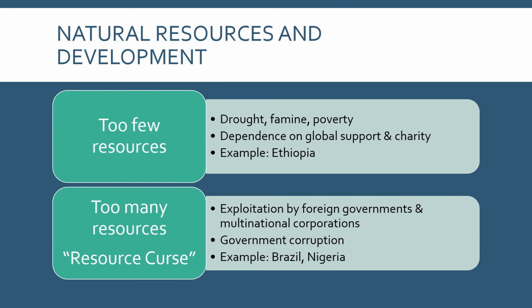And it might seem counterintuitive, but there's actually two problems. You can have too few resources, but you can also have too many natural resources. So for countries like Ethiopia that have too few natural resources, it's a desert, they have a lot of trouble with agriculture. They don't have exportable natural resources that they can sell on the global market. So a country in that situation is going to experience terrible things.